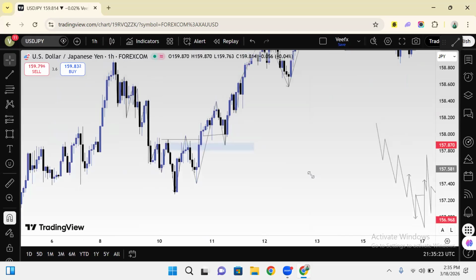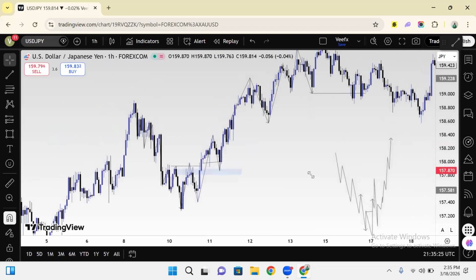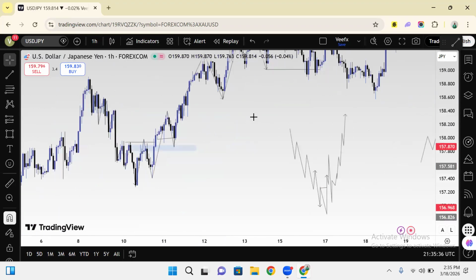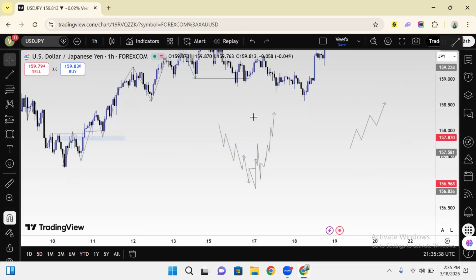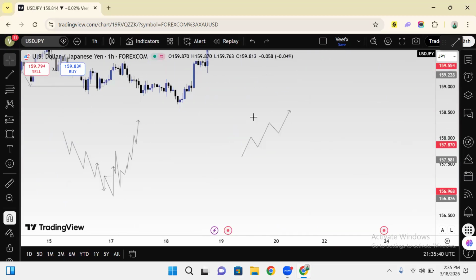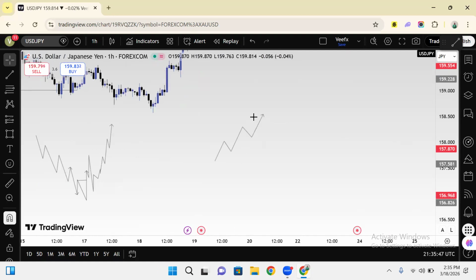Now, this is a typical, clear concept of a market structure shift, right? Can you see that it's only when this market structure shift occurred that the market started taking the opposite direction? So for your reversal, or for the concept of reversal, make sure you use your concept of market structure shift. Now that's a downtrend. Let's give an uptrend example.